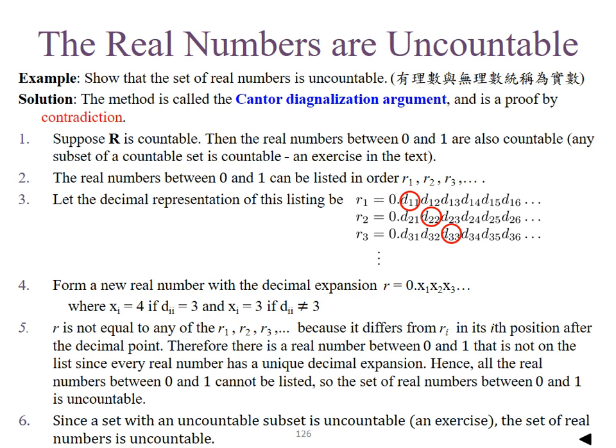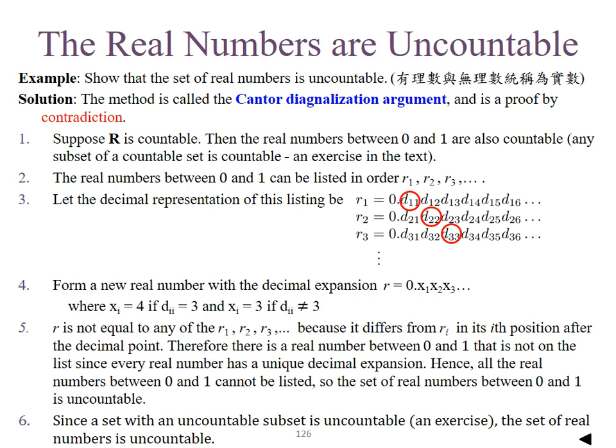the list, because R does not equal any number of this list: x1 is not equal to D11, x2 is not equal to D22. So if you have this list, then I can give you a new real number R that is not in this list. So this tells us actually that not all real numbers can be put in order in a list.